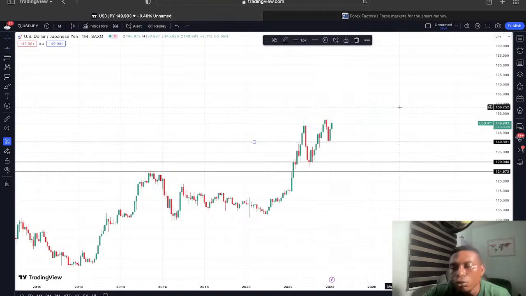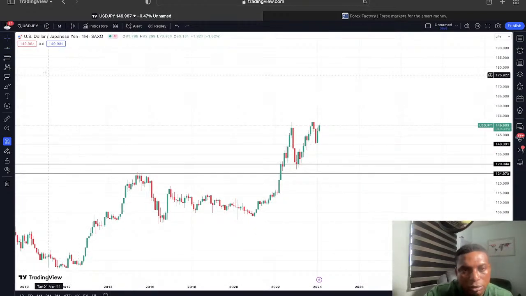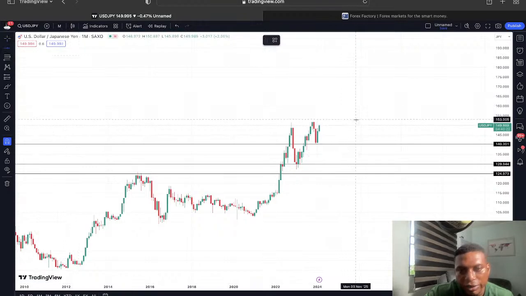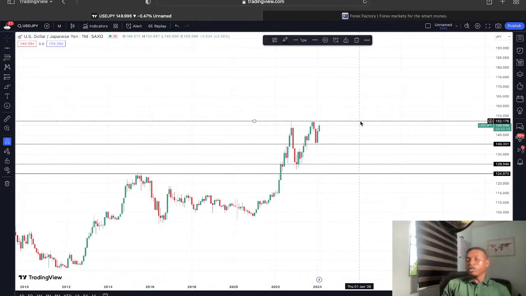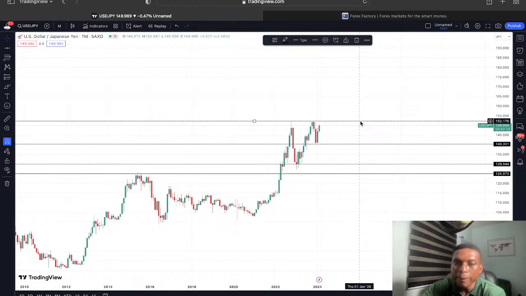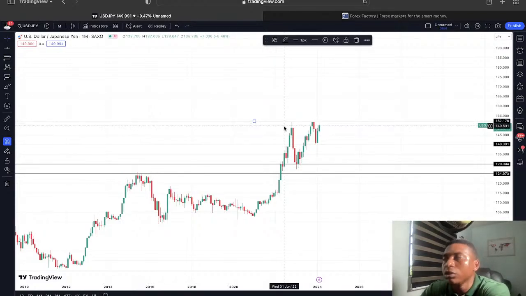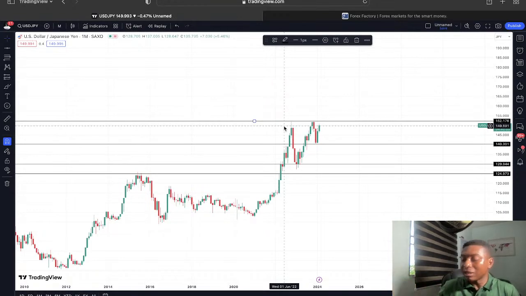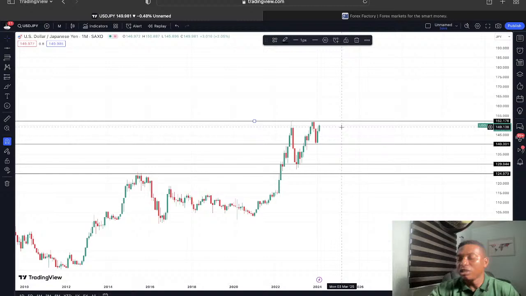Now, mapping out levels of support and resistance is very, very important, and leveraging on the higher time frame to do that gives you an edge, because levels on the higher time frame are more significant. That doesn't mean levels on the lower time frame are not significant, but not as significant as levels on the higher time frame. It's important for us to have a balanced view of the higher time frame and the lower time frame.